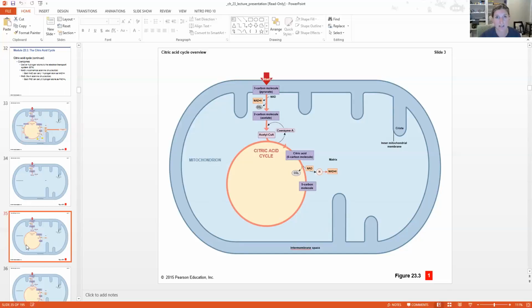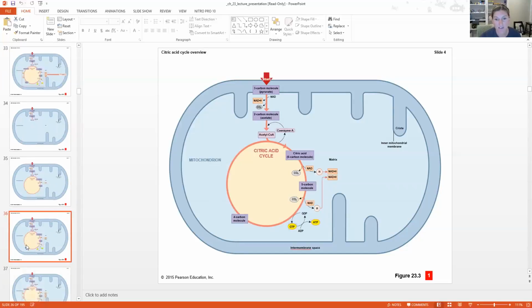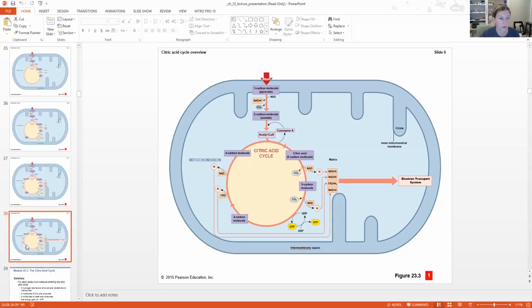The citric acid is being reduced. NAD and FAD are being oxidized and forming NADH and FADH2. GTP is being formed, which is then converted into ATP. The 2 carbons are lost from citric acid, forming oxaloacetic acid, which will start the whole cycle again. Those carbons are released as carbon dioxide. And our NADH and FADH2s, which are created, go into the electron transport system.